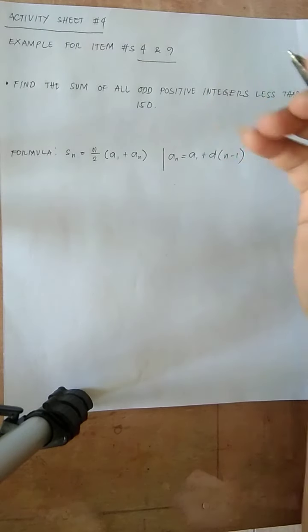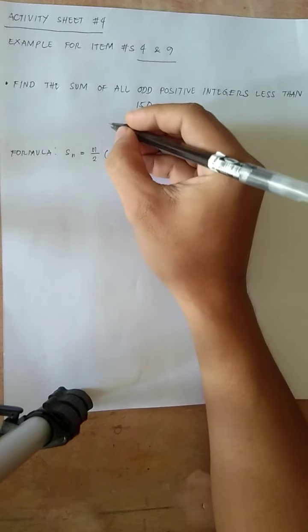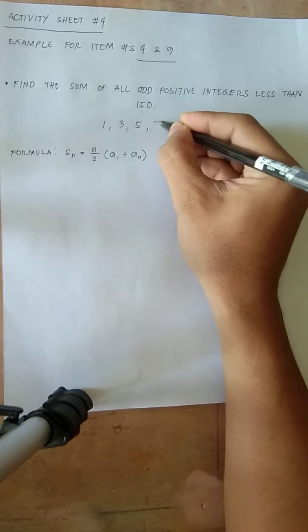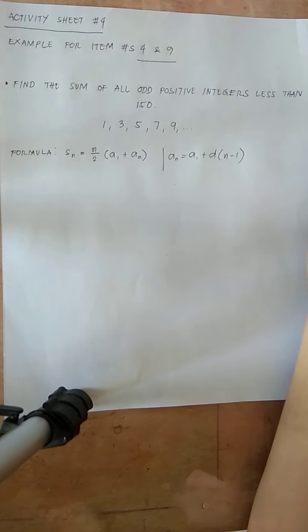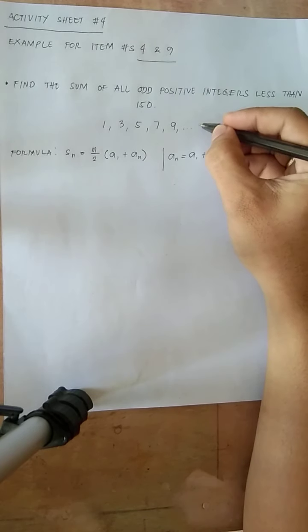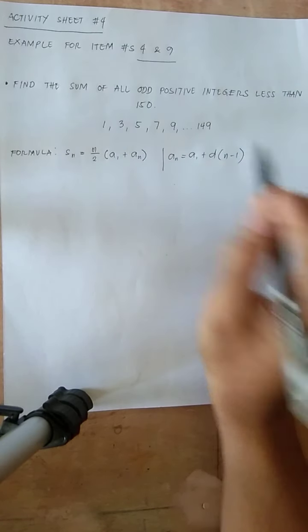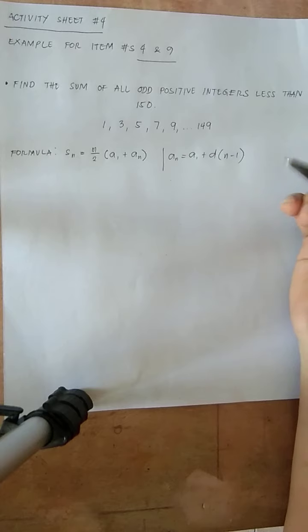Okay? So if we are going to list all of the odd positive integers less than 150, then we will have 1, 3, 5, 7, 9, up to... Now, question, what is the last odd positive integer that is less than 150? That is 149. Okay? Now, if we are going to look at this sequence, we will notice that this is just an arithmetic sequence with a common difference of positive 2.